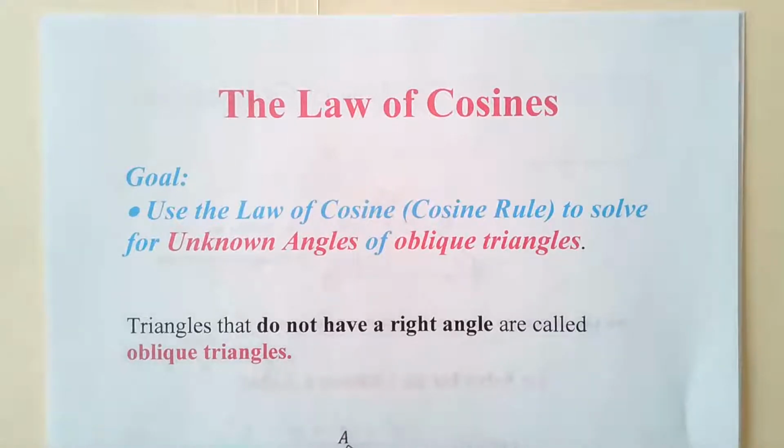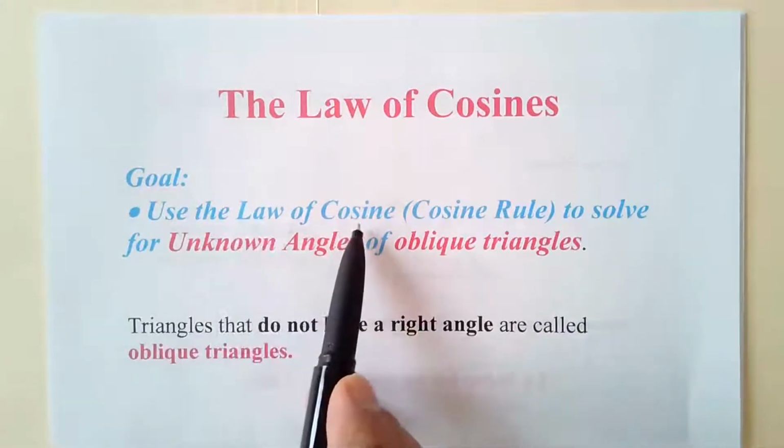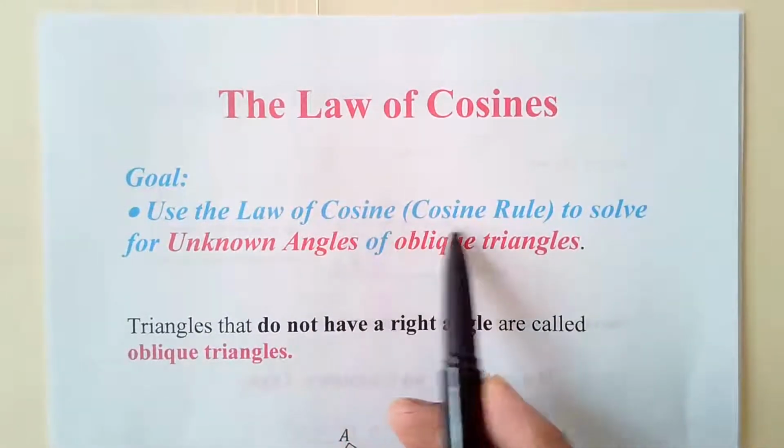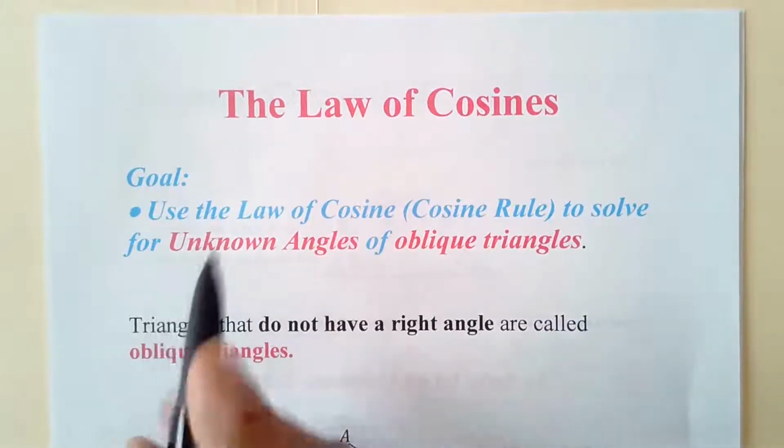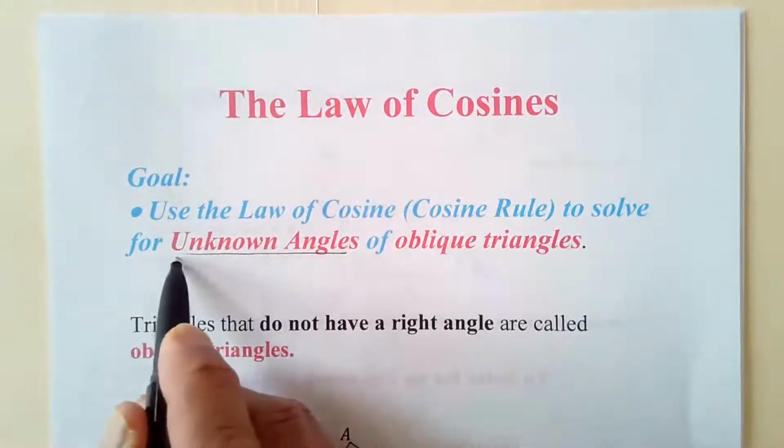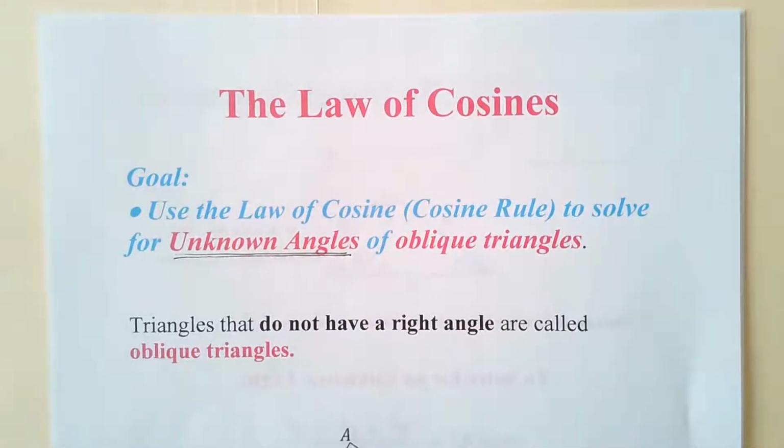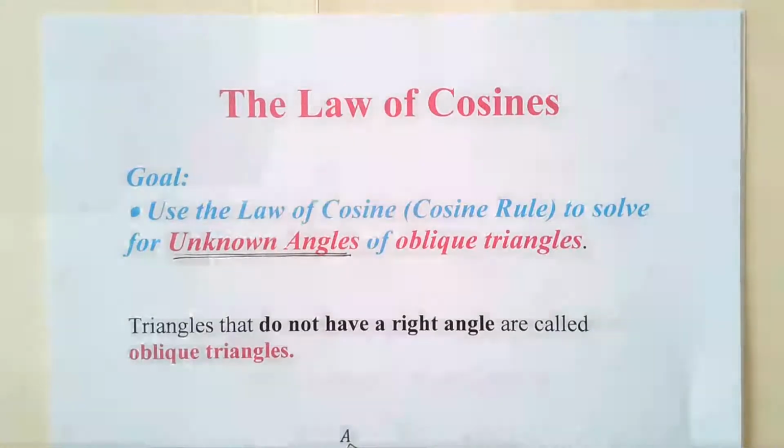Today we'll complete the law of cosines. In the previous lesson, we looked at finding unknown sides. Today, we are going to use the law of cosines, or cosine rule, to solve for unknown angles, so today we'll focus on unknown angles.